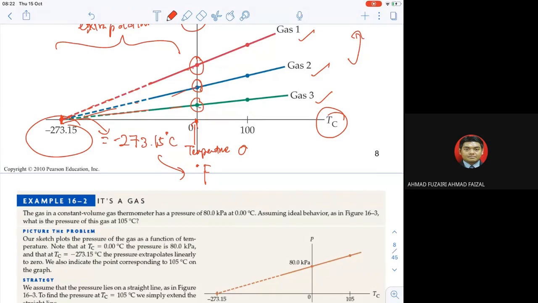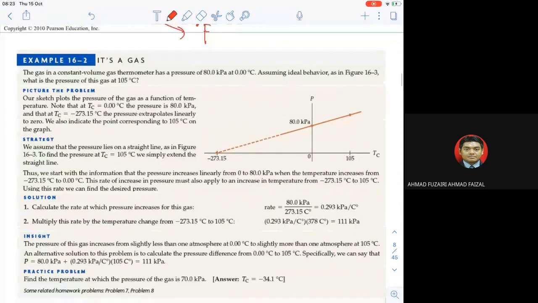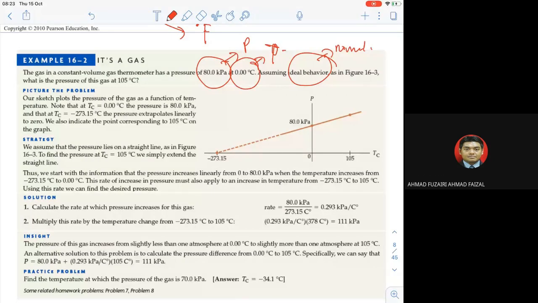So try to look at this example first. The gas in a constant volume gas thermometer has a pressure of 80 kilopascal. This is the pressure at 0 degrees, this one is temperature. Assuming ideal behavior, ideal behavior means normal situations. What is the pressure of this gas at 100 degrees Celsius? This is the question.